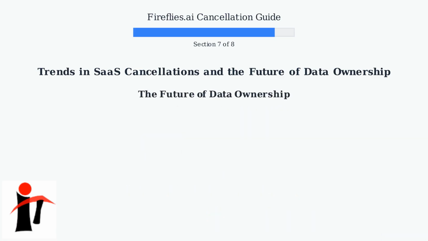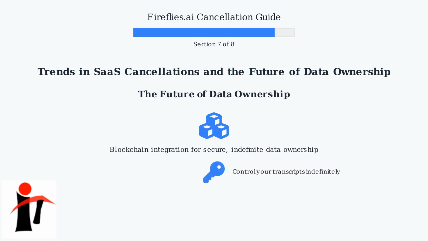Looking ahead, the future of SaaS cancellations will emphasize stronger data privacy and user empowerment. By 2027, industry forecasts predict that 40% of productivity SaaS tools will include AI-driven retention incentives and advanced data ownership features. One promising development is blockchain integration for secure data ownership, allowing users to maintain full control over their transcripts and meeting data indefinitely, rather than relying on service providers.